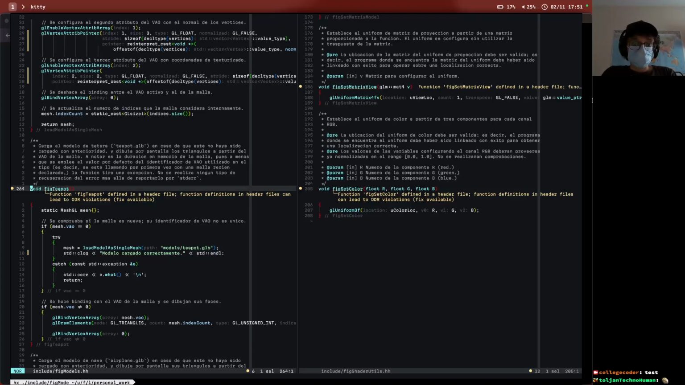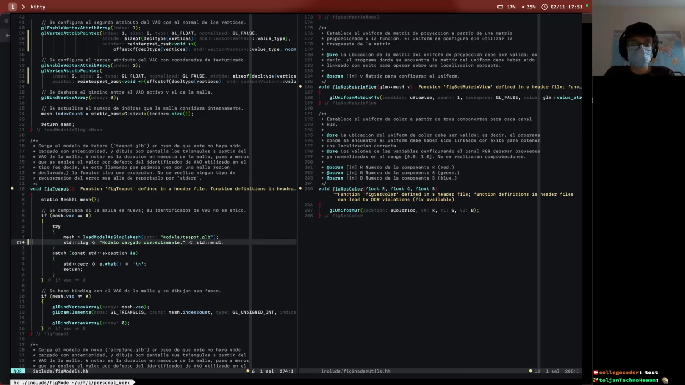Yeah, the path is going to be models t-bar-glb. Fortunately enough, path accepts being constructed as a string, which is good. If everything's alright, then I use clog, and I pass it endl because clog is not flushed automatically.